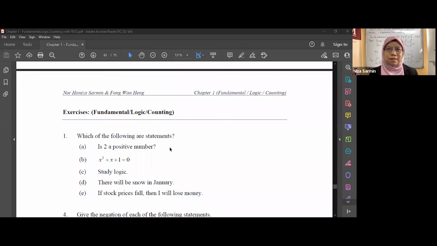There will be snow in January. Statement. Yes, because whether there will be snow or there will not be snow. Okay. Last one. If stock prices fall, then I will lose money. A statement. It will have either true or false.